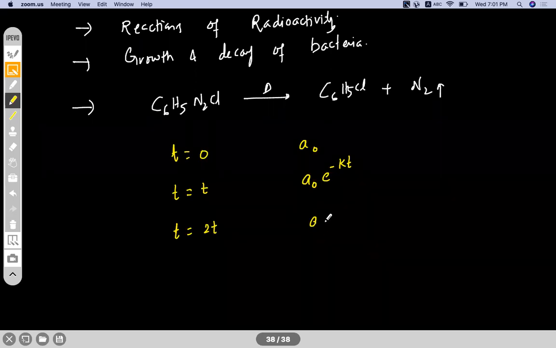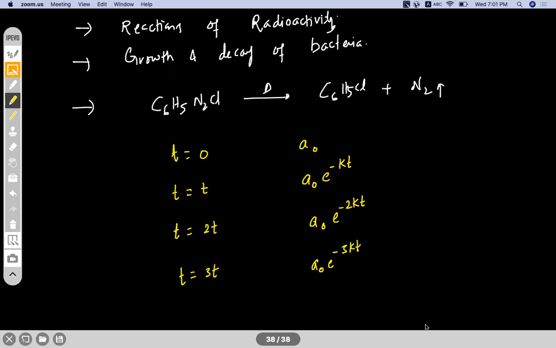It is A naught e to the power minus 2kt. Then it is A naught e to the power minus 3kt, correct? So what is this pattern? GP. This forms a GP, right? The common ratio. What is the common ratio we have here? e to the power minus kt.